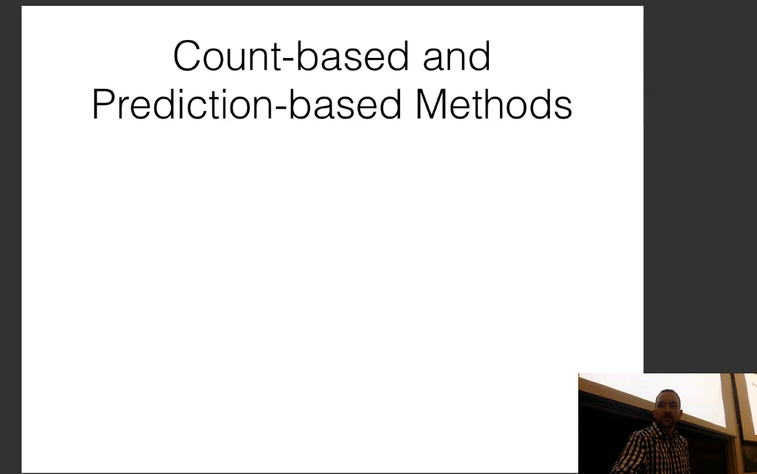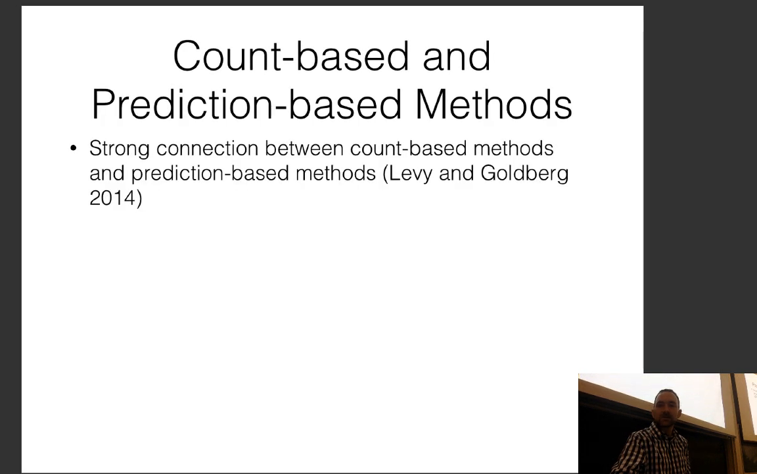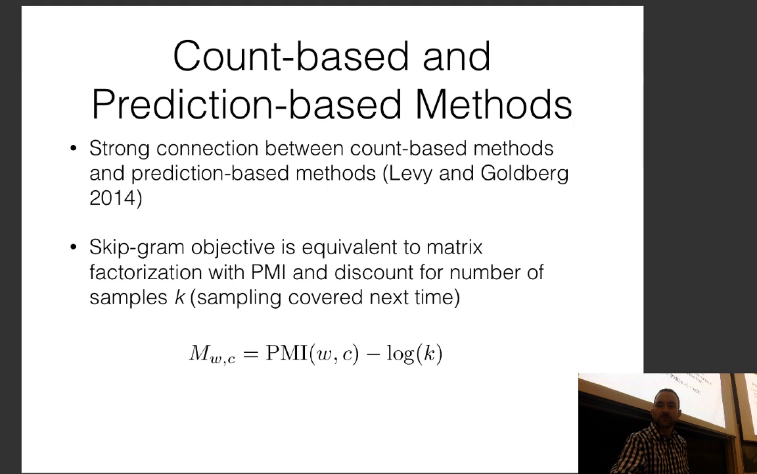So there are count-based methods and prediction-based methods. As shown in the reading, there's a strong connection between them. You can actually show that the skip-gram objective is equivalent to matrix factorization with PMI and a discount for the number of samples K, where we'll be covering the sampling next time. And this was actually a really, really interesting result, because people are saying skip-gram objectives are better, people are saying CBOW objectives are better, people are saying count-based versus prediction-based, when actually they're kind of optimizing the same thing. So as a result, differences could be a peculiarity of the optimization method you're using, or the ability to scale things up to really large data sets, et cetera.